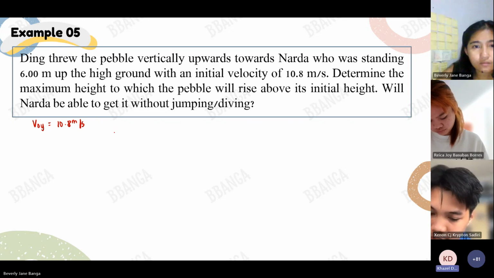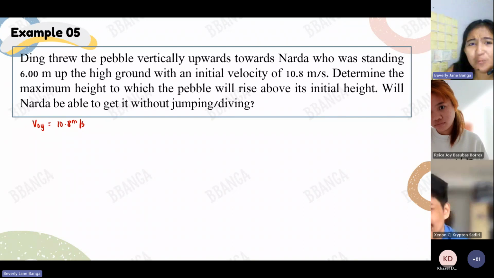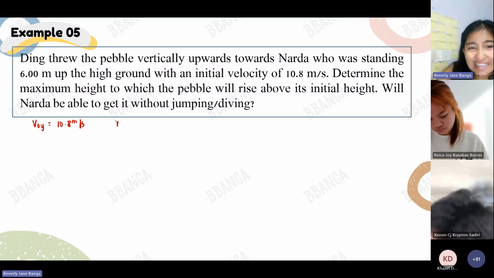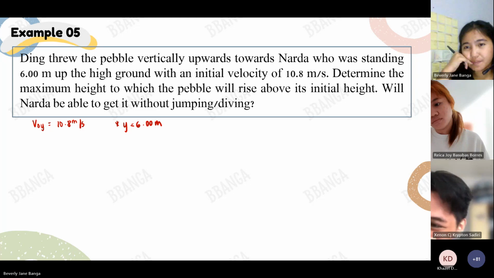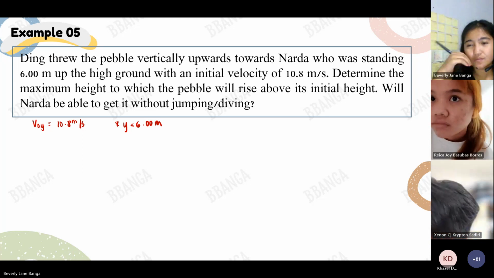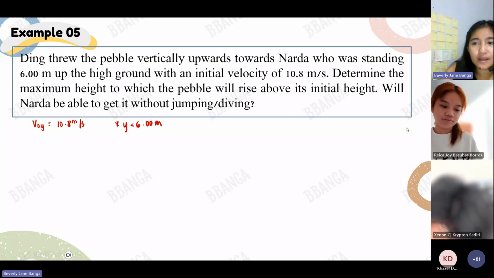Tinatanong mo ako, tinatanong din kita. Okay, sige. So, hindi ka din sure. So, i-asterisk ka muna kasi hindi ka sigurado. 6 meters. Ano pa? Ano pang alam natin?